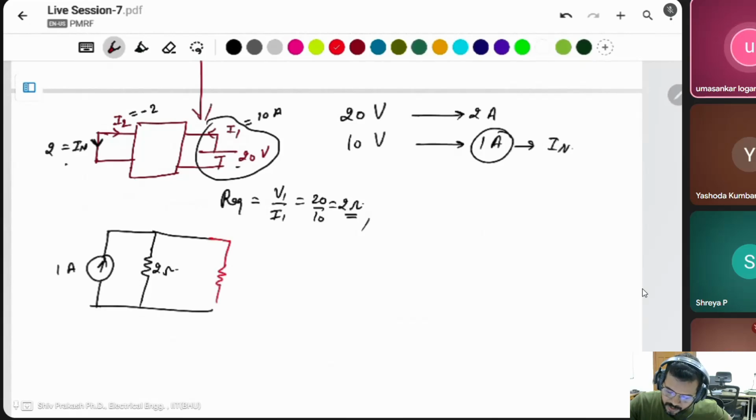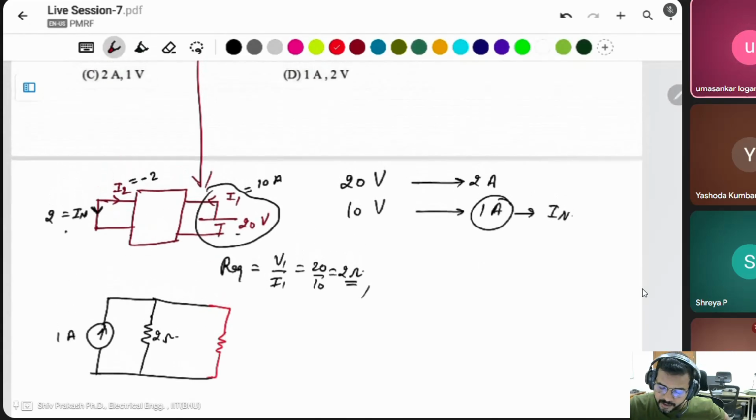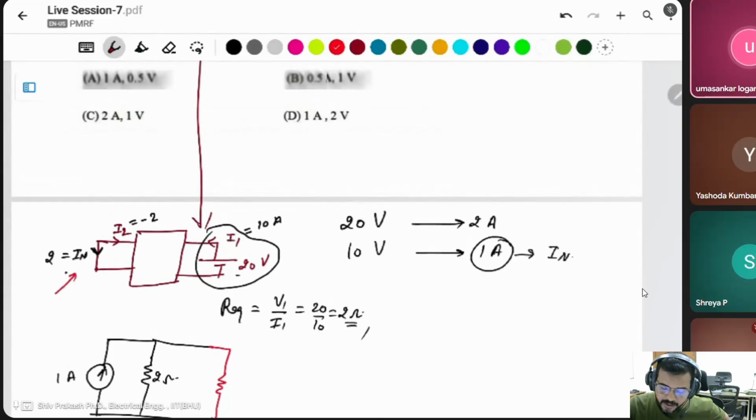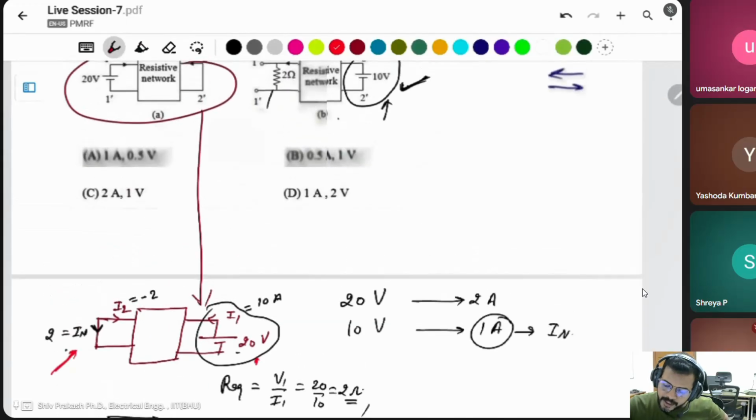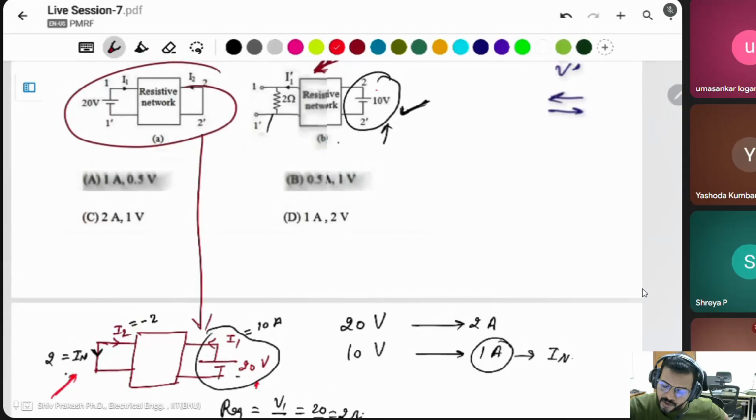Sir, where is 2 ampere mentioned? You mentioned that 20 volt gives 2 ampere. Yes. If you give 20 volt, then the current flowing is 2 ampere. But the question says the voltage applied is only 10 volt. If the voltage is half, then the current will also be half. Then the current will be 1 ampere.